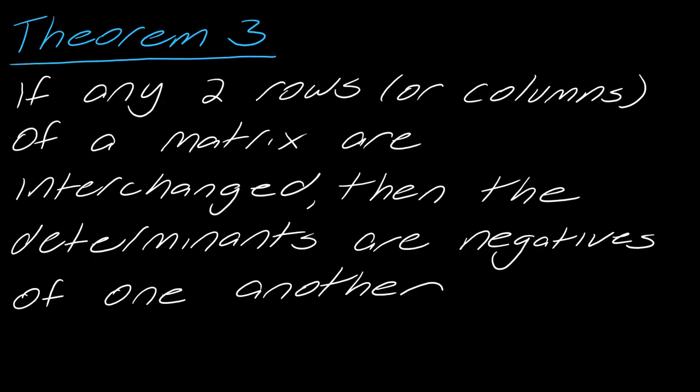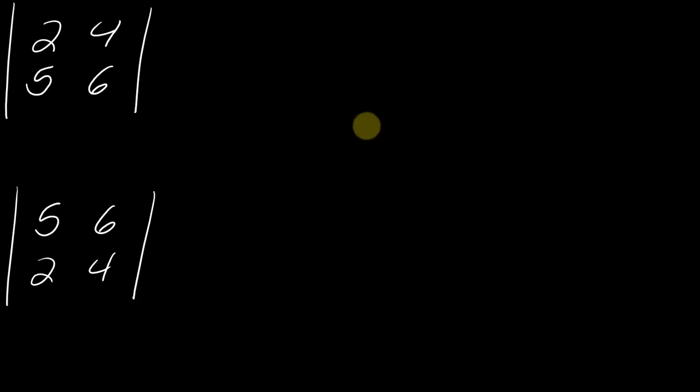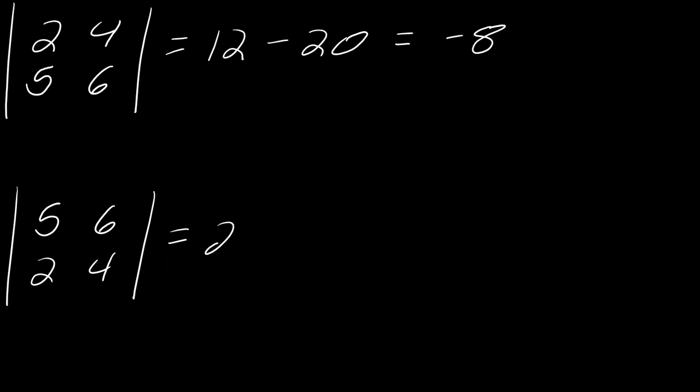Okay, so let's move on to theorem 3. If any two rows or columns of a matrix are interchanged, then the determinants are negatives of one another. For this example, notice I have these two determinants, and I literally just flip-flopped the rows. We're going to see what happens with the value of the determinants. For this first one, I've got 2 times 6 is 12, minus 5 times 4, which is 20. So this equals negative 8. Versus this determinant: 5 times 4 is 20, minus 2 times 6, which is 12, so that equals 8. So they are negatives of one another, negative opposites, whatever you want to call it. That's what that theorem's getting at.